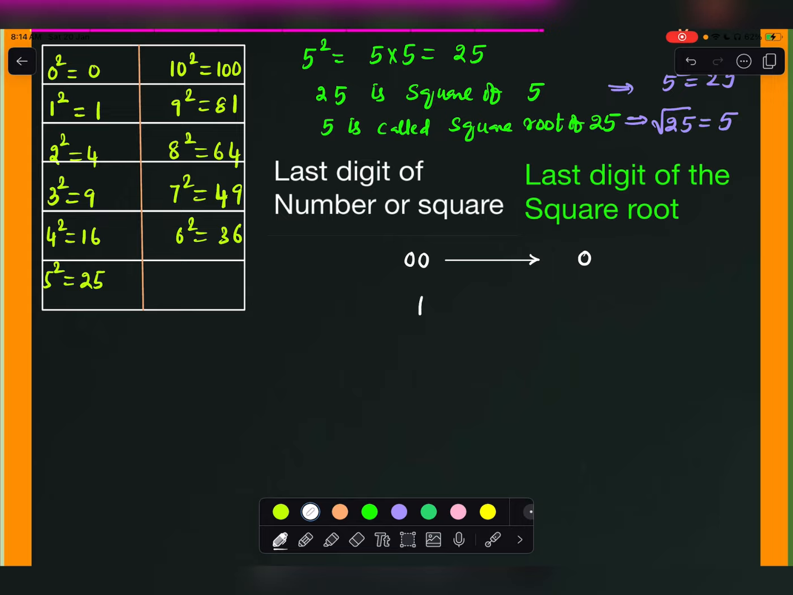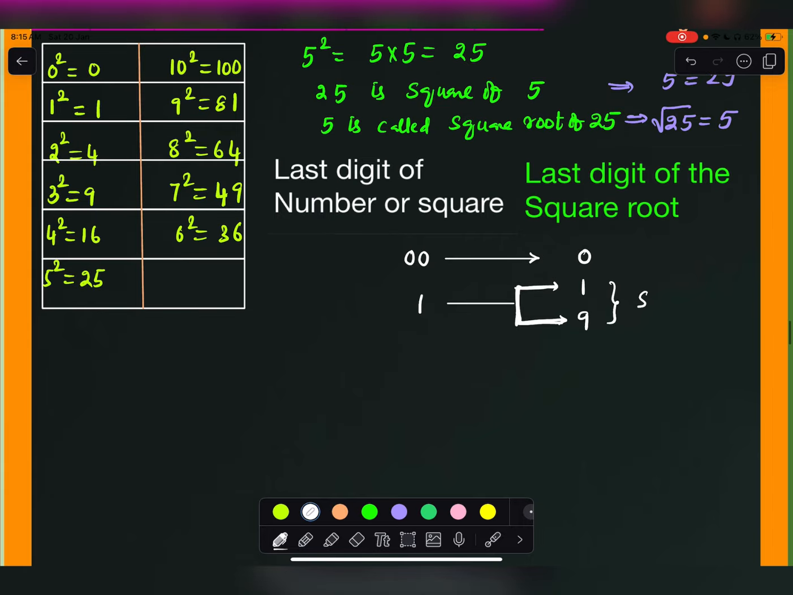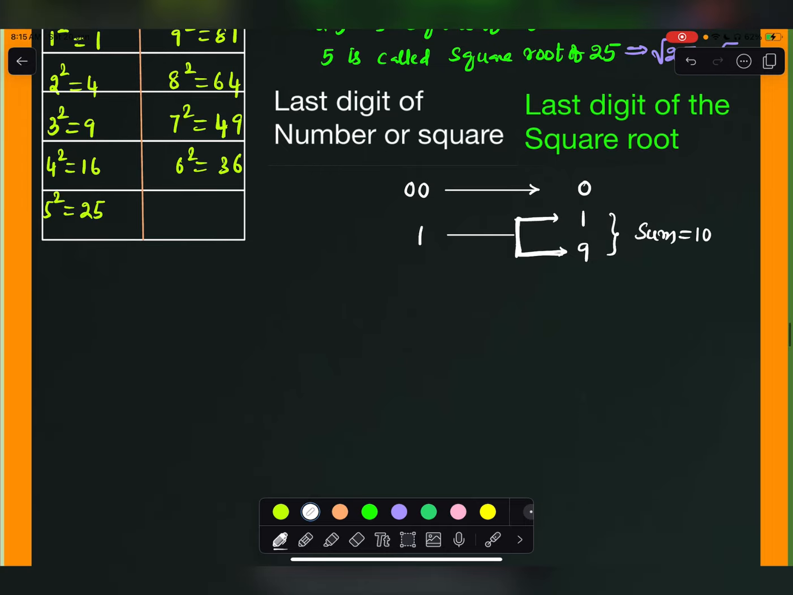If a number ends with 1, its square root value ends with what? There are two possibilities. Its square root ends with either 1, since 1 squared is 1, we know that. What is the other number here? The other number is definitely its complement, 9. So if you know one number, the other we can guess directly. Its complement means the sum of these two is 10. So these are the complements.